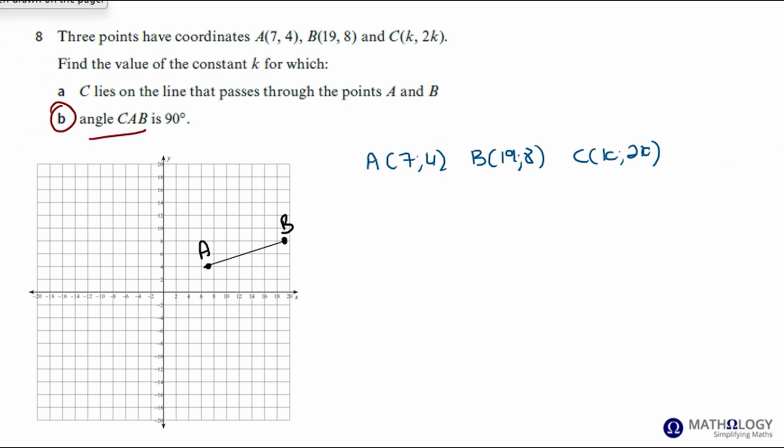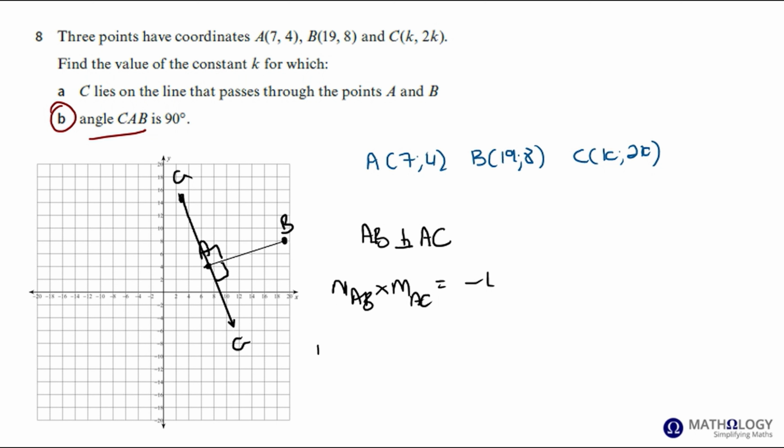We've plotted A and B. We now need to plot C such that angle CAB is 90 degrees. So C could be up here, for example, or it could be down there. In either case, angle CAB needs to be 90 degrees. So in other words, AB will be perpendicular to AC. So the gradient of AB times the gradient of AC will be -1. We've already established the gradient of AB is a third. Therefore, the gradient of AC will be the negative reciprocal of a third, which is -3.